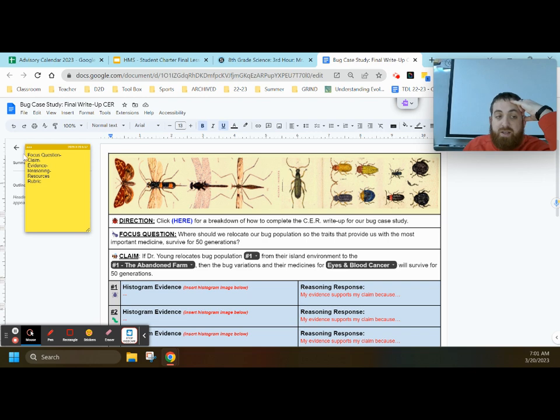So that is our focus question, claim, evidence, reasoning, the resources you have available, and the rubric to help you see how you'll be graded. If you have questions, reach out. Otherwise, good luck.